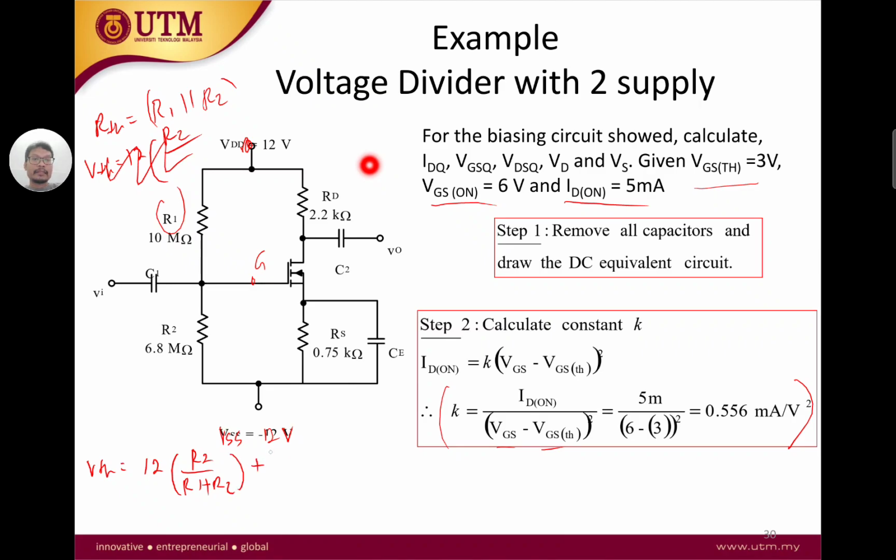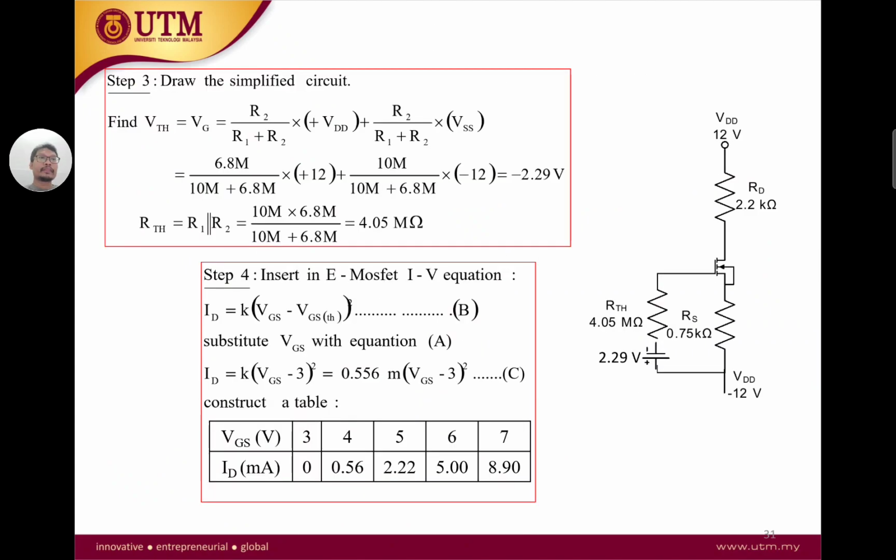Okay, plus negative 12, which is down here, negative 12. Negative 12 over R1, we are looking at the top first, over R1 plus R2. So for a two supply voltage divided bias, our Thevenin voltage has two components. We have the top component and the down component. So if you do this calculation, R1 and R2 are given.